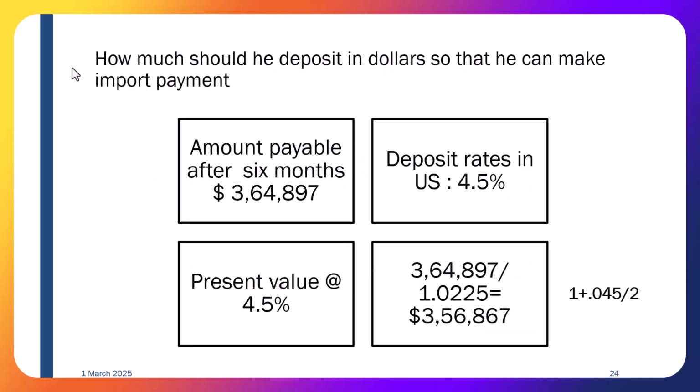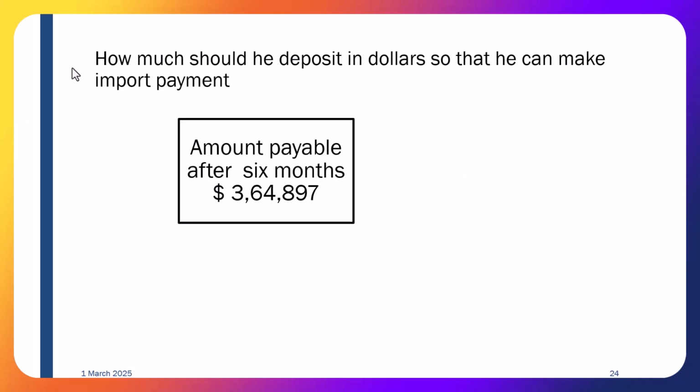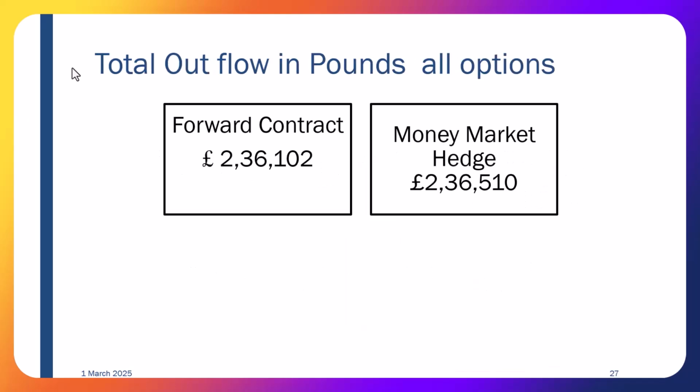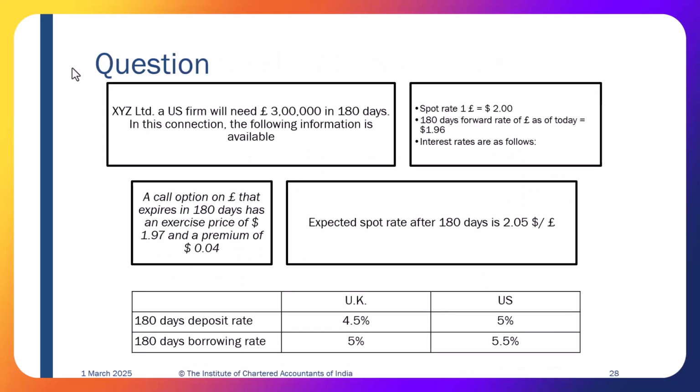So you are going to deposit this money where? In England, isn't it? You are going to borrow and invest in England. Okay, fine. So the rates are given to you. Deposit rates and borrowing rates are given for the UK and US. So you need to deposit the money in the UK, isn't it?